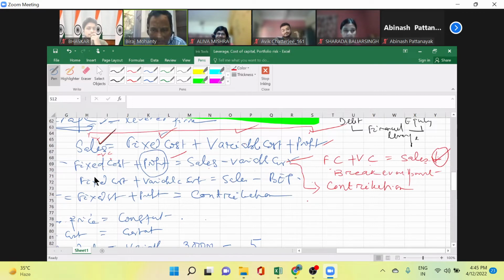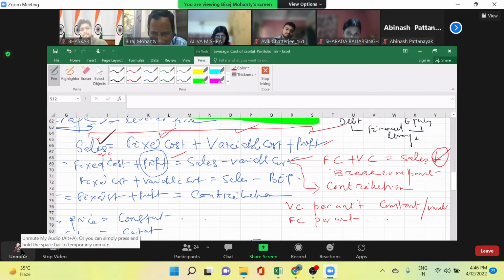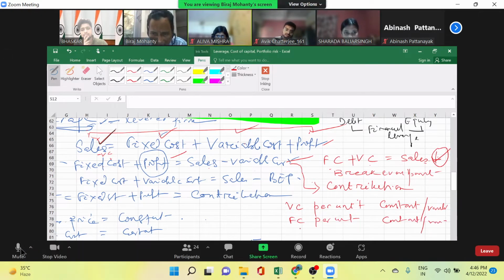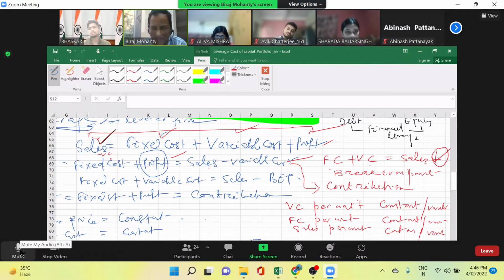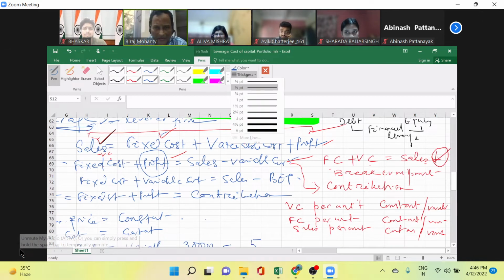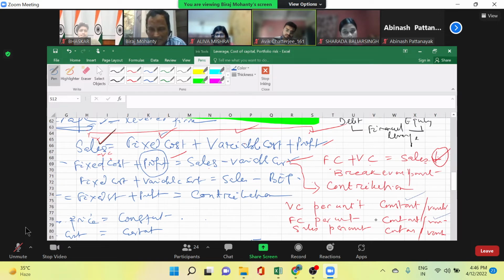Now what I'll have to see is if I increase the number of units. Another thing I'll tell you. Tell me, is variable cost per unit constant or variable? Fixed cost per unit, constant or variable? Sales price per unit, constant or variable? All are wrong. Variable cost per unit is constant. Fixed cost per unit is variable. Sales price per unit is constant.